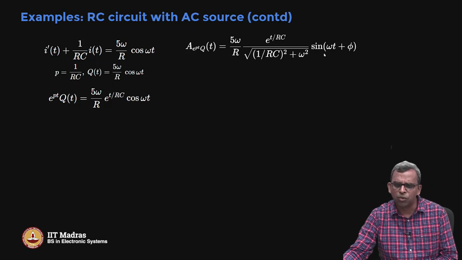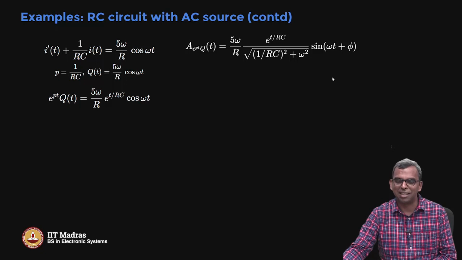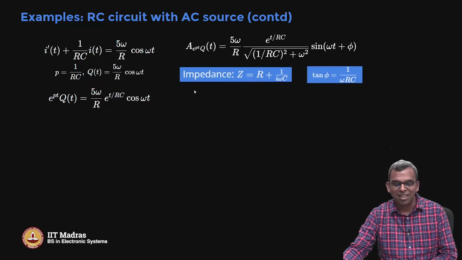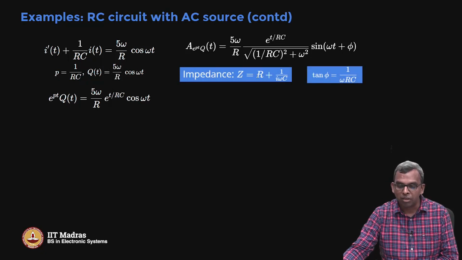Okay. Now in the circuits world, this is written very differently. So what people would do is, they'll define something called impedance, which is actually R plus 1 by i omega C, and then tan phi. What is tan phi? Tan phi is p by omega, right? P by omega, p is just 1 by RC, so 1 by omega RC. So these two you define, you know phi. This Z is very, very useful.